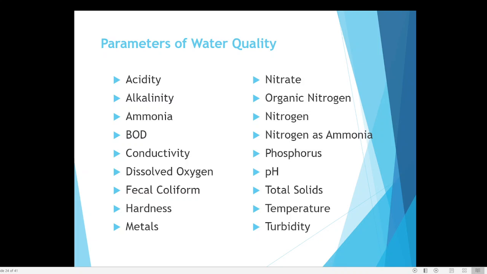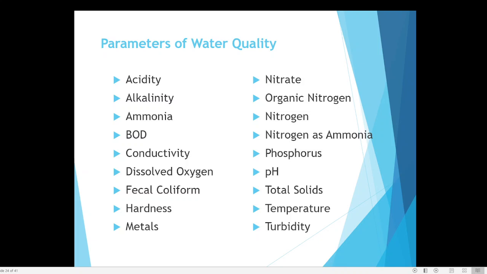So, regarding the parameters of water quality, the meaning of that sentence is: what are the important features that we should look into while checking the quality of water? When can we say that water is of good quality? It should meet certain standards or certain minimum features that make water of good quality, of drinking quality.